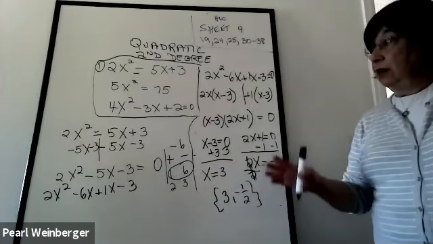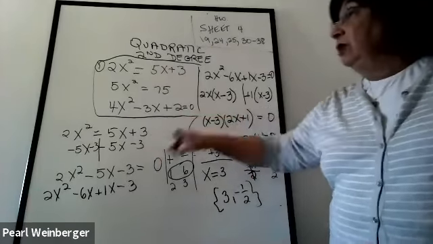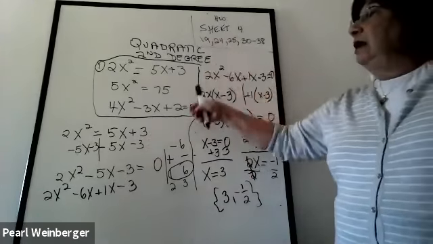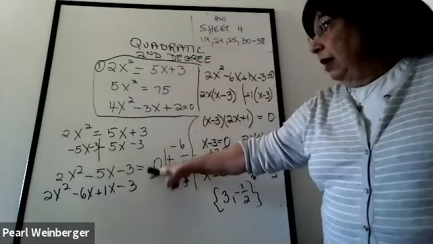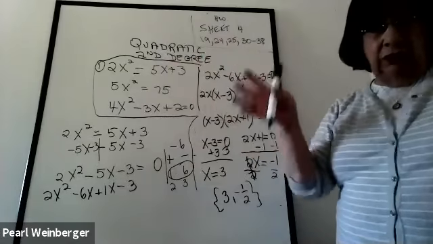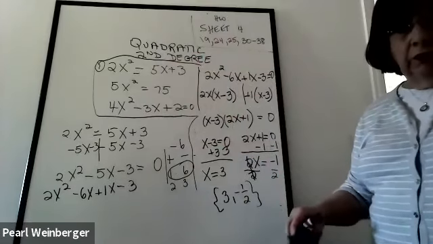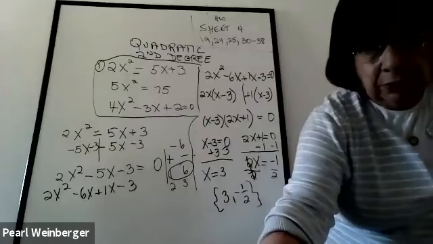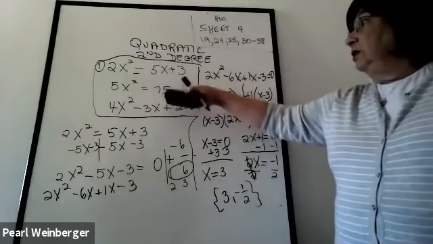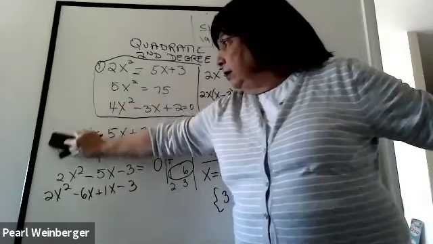So again, this was a harder example simply because the factoring was harder, but the concept is the same. Get it equal to 0, and then factor and separate each of the factors, each of the parentheses, and make them equal to 0. Is there any question about this one? Okay, I'm going to do the next one, and then I'm going to give you one to try also.